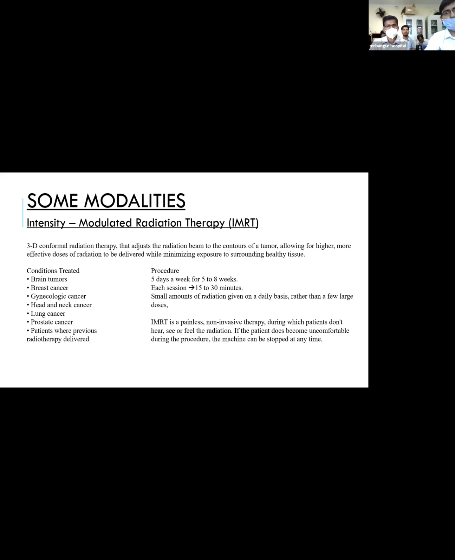One is intensity modulated radiation therapy that uses 3D conformation. That is basically 3D conformation radiotherapy, so that a more effective dose is delivered while minimizing exposure to surrounding healthy tissue, and it is mostly used for brain, breast, and patients who have previously received radiotherapy.